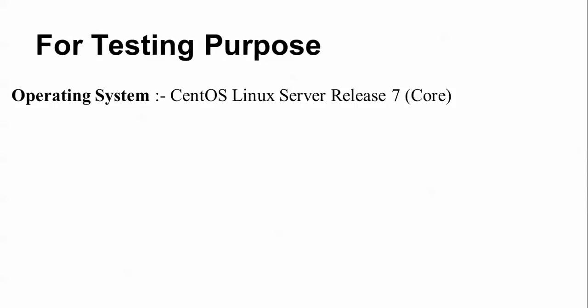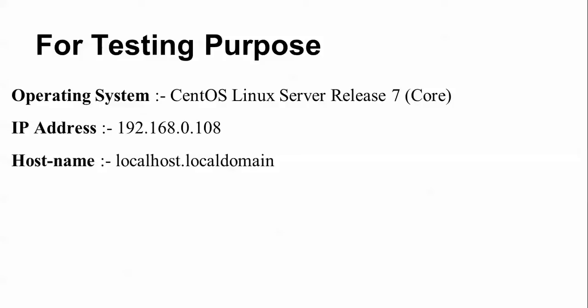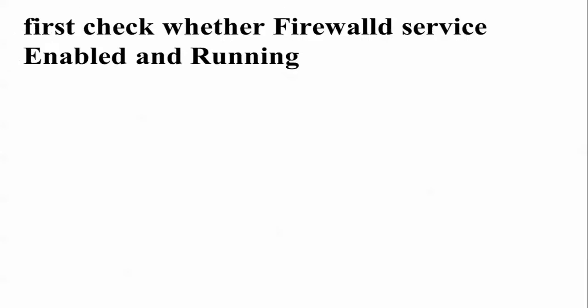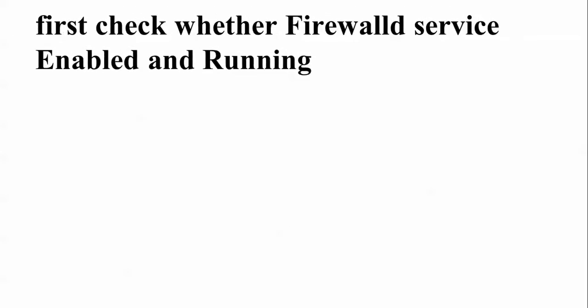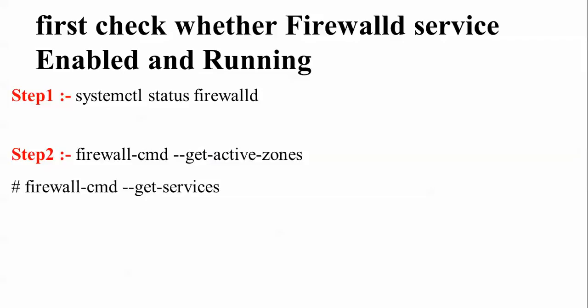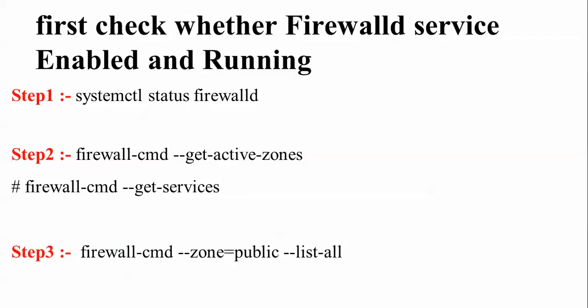For the testing environment I am using my CentOS Linux server with this IP address and this host name. First of all I am going to check whether the FirewallD service is enabled in my system and running or not. This is the command to check whether FirewallD is up and running. After that I'm going to check the active zones and which services are running. Then I will check the public zone.